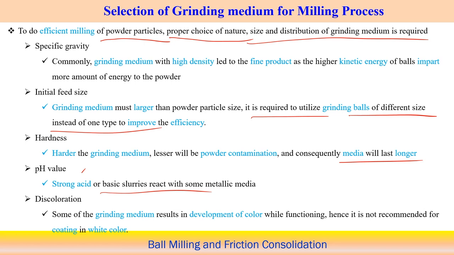Then decolorization. In some cases the grinding media actually develops a coloring agent while functioning, so color can be imposed in these cases. Hence it is not recommended for coating in white color. That is another phenomenon: decolorization might happen during the ball milling operation. So of course we have to choose so that the color from the grinding media is not transported to the particles to make them a different color. So these are the parameters we have to look at before selecting the grinding media for any specific milling process.